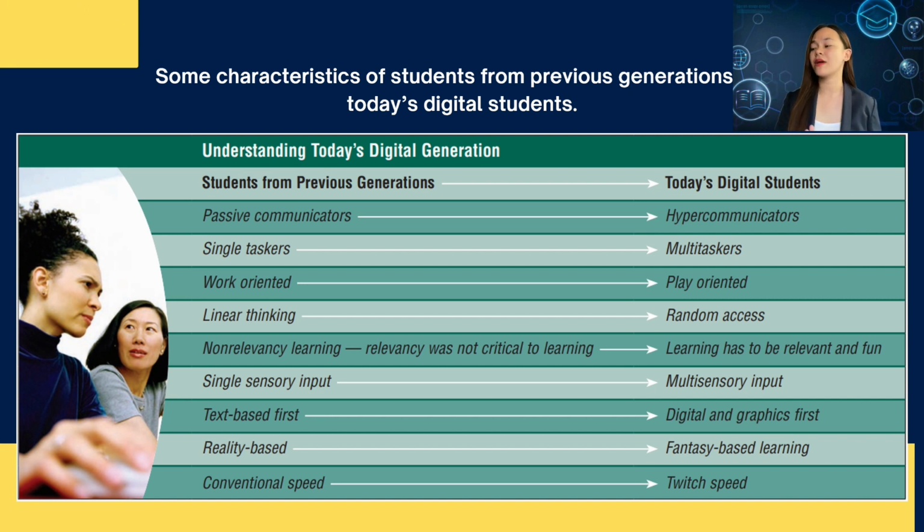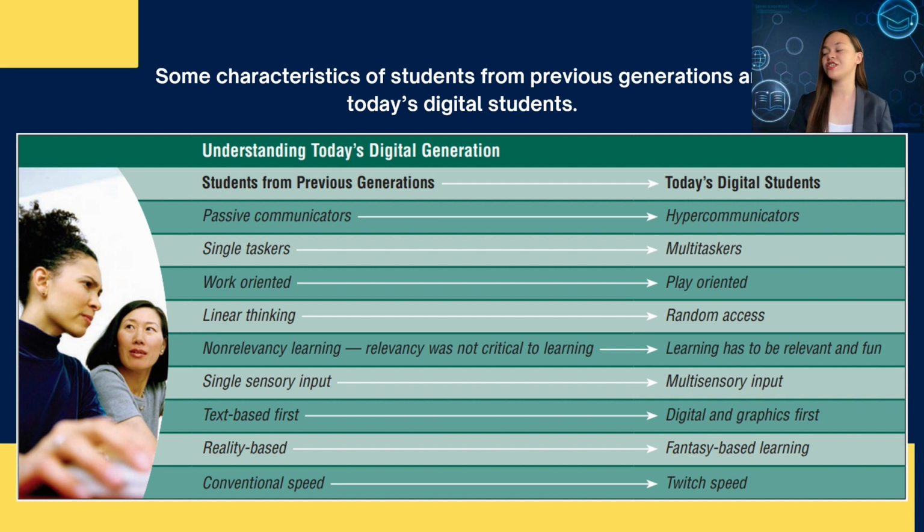Next, we have from text-based first to digital and graphics first. Our learners in the previous generation merely relied on textbooks or printed materials given to them by the school. So they read texts to gather information to become more knowledgeable. But today, in our digital age, learners prioritize graphics or digital illustrations that they can see. Students now are more visual; they prefer to learn when they see visuals, illustrations, or visual inputs rather than just texts to read.